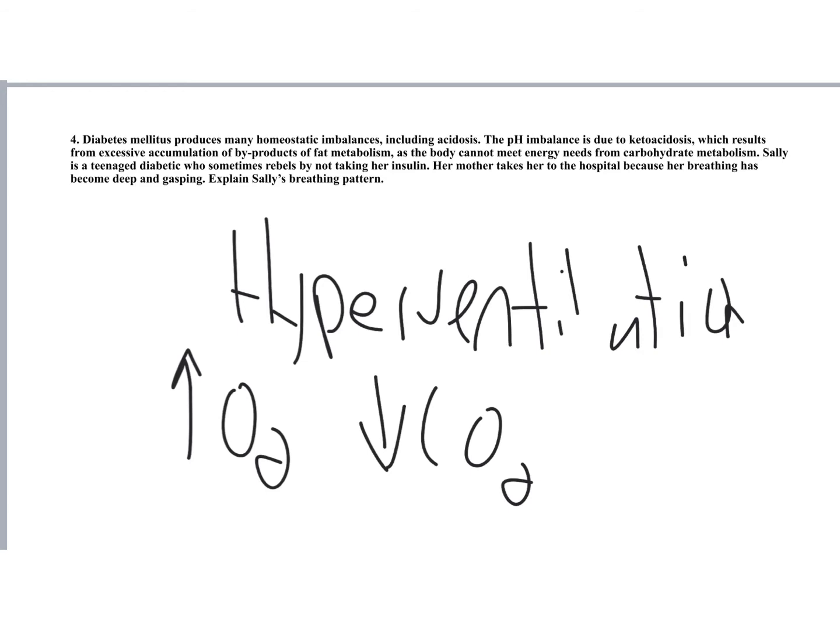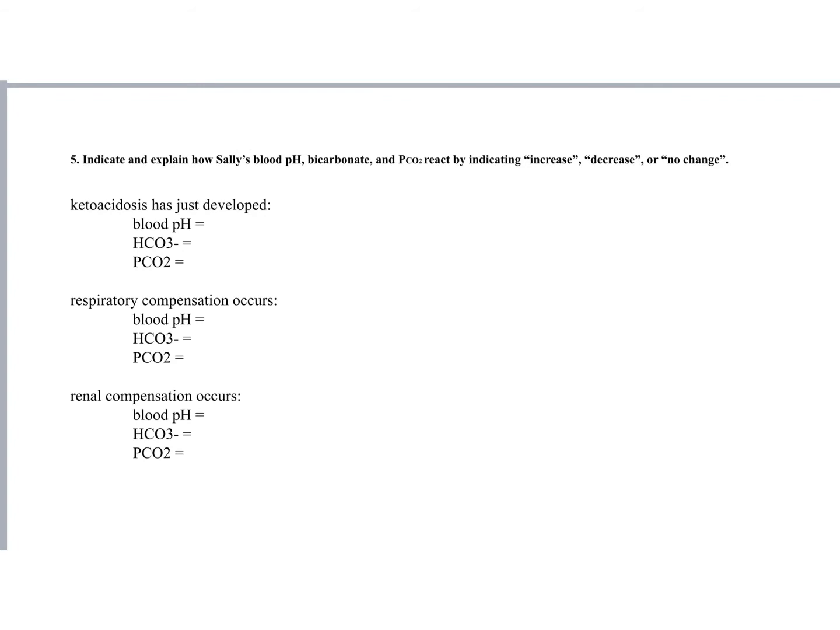So why is she breathing deep and gasping? It's because her body is getting rid of extra carbon dioxide, which is going to shift her pH, raise it back up to take care of her ketoacidosis. So in number 5, this is to indicate and explain how Sally's blood pH, bicarbonate, and carbon dioxide levels react by indicating whether they increase, decrease, or there is no change. We'll start with ketoacidosis. If ketoacidosis has just developed, how does that affect the blood pH, the bicarbonate levels, and her levels of carbon dioxide in her blood?